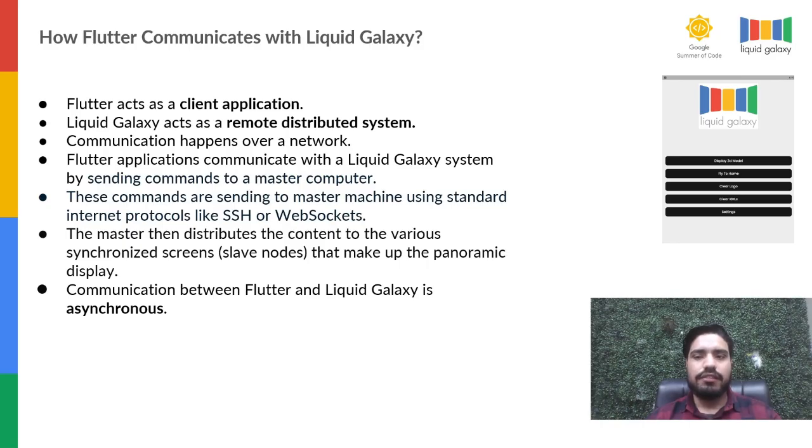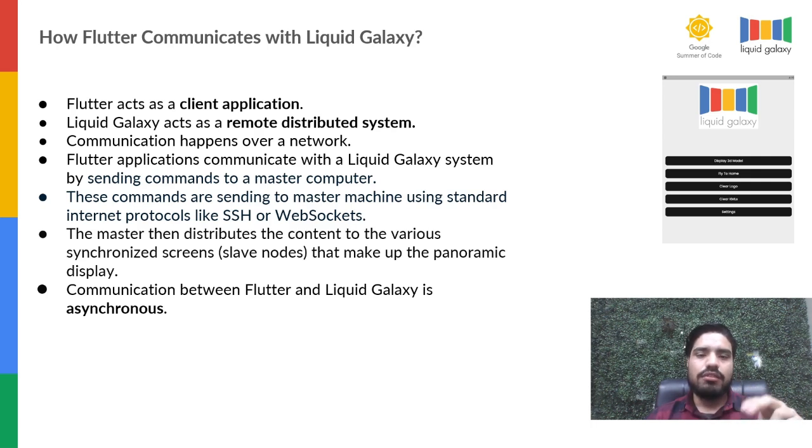After knowing why network communication is critical, it's time to know how Flutter communicates with Liquid Galaxy. So the Flutter app acts as a client application whereas Liquid Galaxy acts as a host system. All the communication happens through a network. The Flutter app sends a command through a network to Liquid Galaxy, then Liquid Galaxy executes that command, then the result of execution is sent through a network and displayed on the Flutter app.